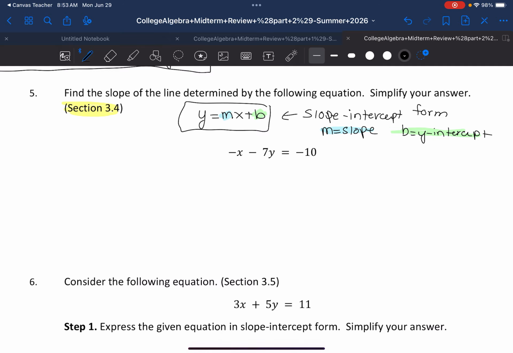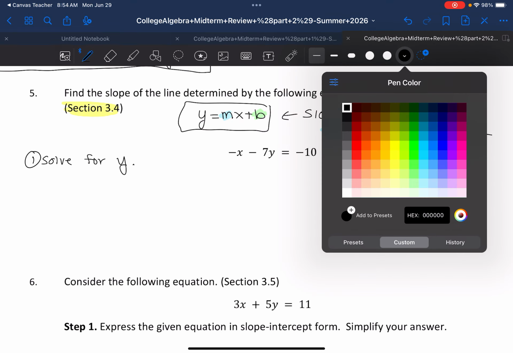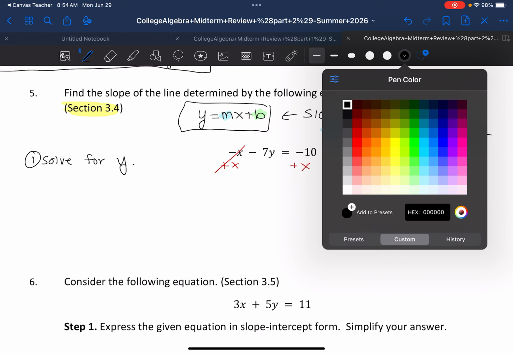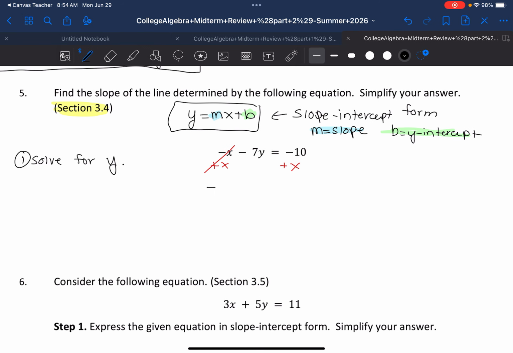Okay, so that's what we're going to do. Step 1 is to solve for y. So I'm going to add x to cancel it on the left, but I need to do it to both sides, and that will leave me with -7y equals, now notice this, in this form, the x term is first with the variable x. So I'm going to write the positive x first, and then the -10, because that's the same thing as -10 plus x.